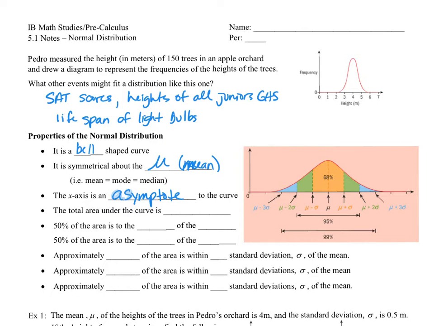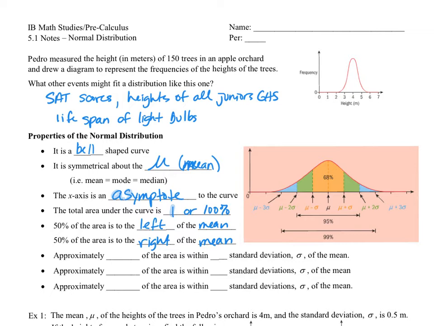The total area under the curve would be equal to 1, or in other words, 100% would be the area if we looked at the total area under the curve. I think it's pretty obvious as you look at the diagram that 50% of the area would be to the left of the mean and 50% of the area would be to the right of the mean. That's what gives it that bell-shaped curve.